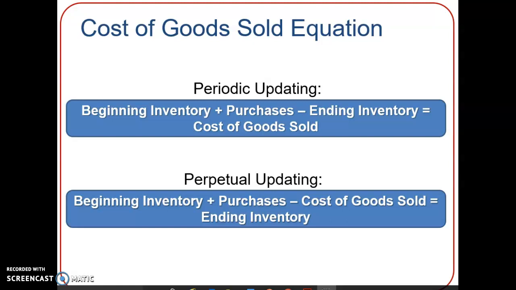Under the perpetual system, we have the beginning inventory plus purchases minus cost of goods sold equals ending inventory. Remember, we said we use this ending inventory to compare with a physical count of the ending inventory to do what? To identify potential shrinkage.